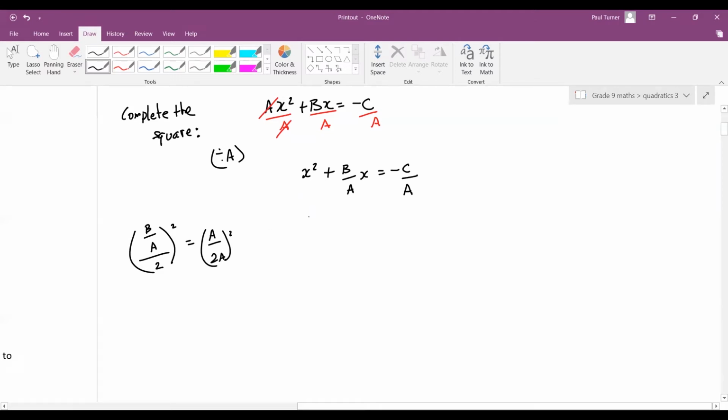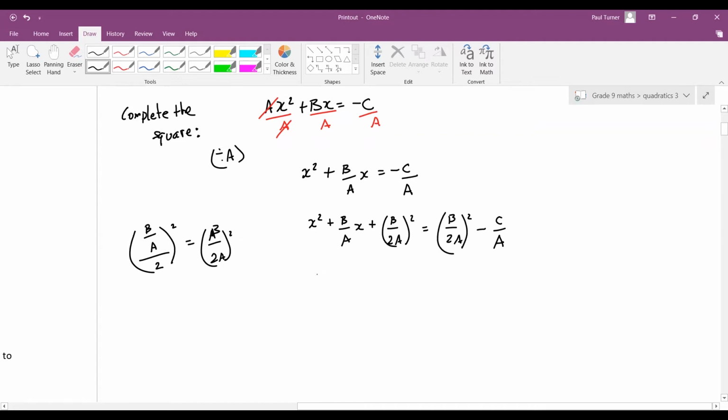So we'll put that back into here. So x squared plus b on a x plus, that should be b on 2a all squared. And I will put that number in the front of the minus c on a. So b on 2a all squared minus c on a. So this is like last week. Now this is the complete square here.